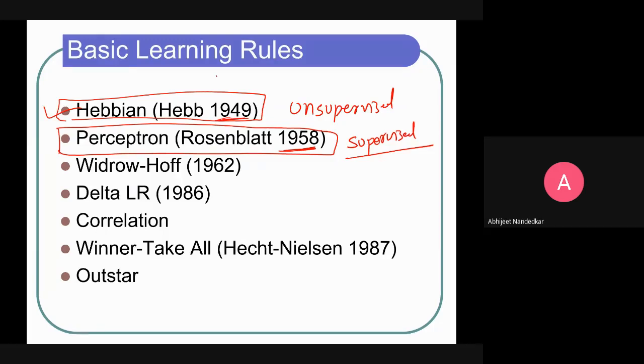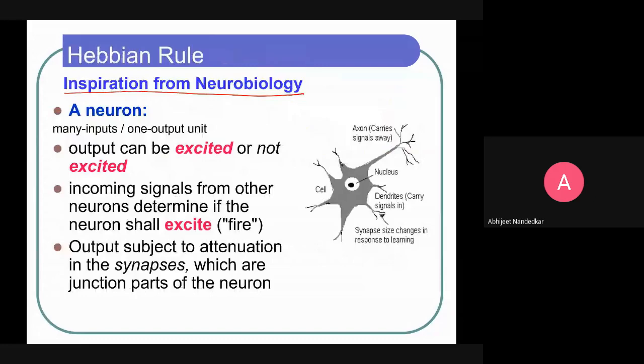The first, I think, mathematical model came in 46 or 47. That is the McCulloch and Pitts model, without any learning. Then the first rule was in 49 and the second rule is in 58. So they have done a small thing.